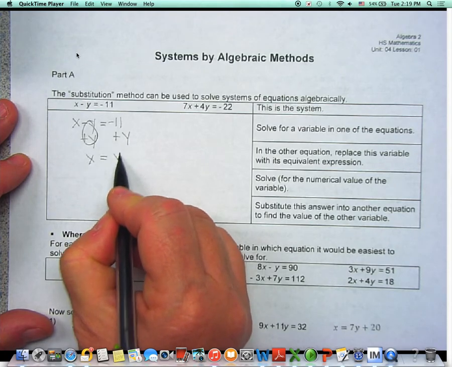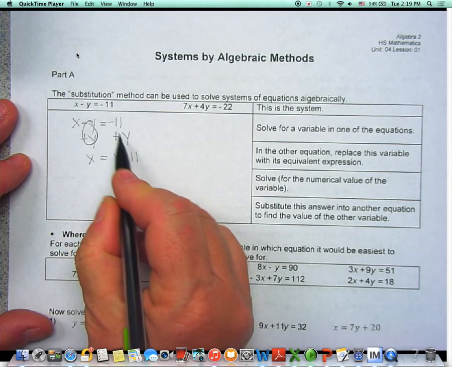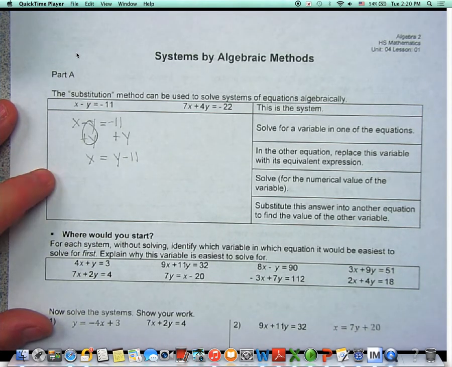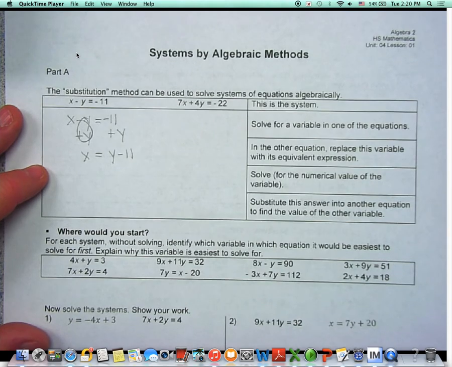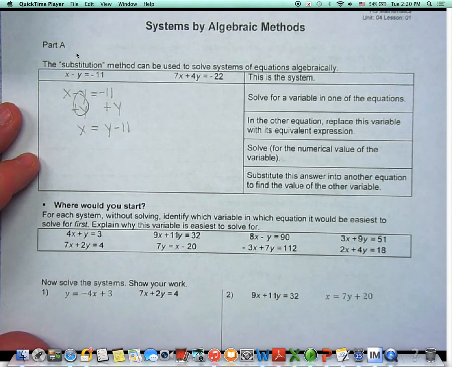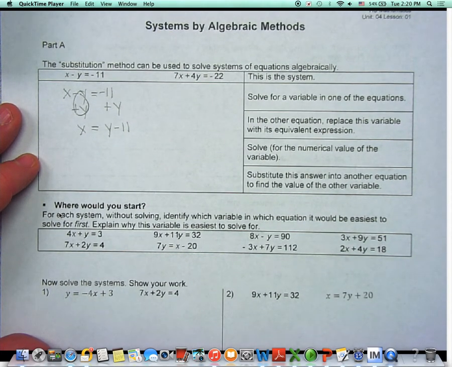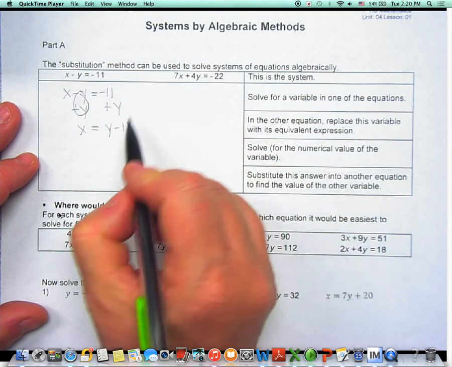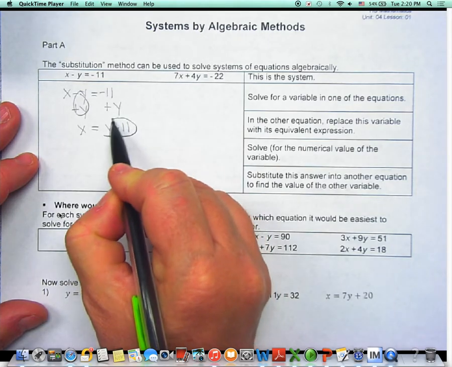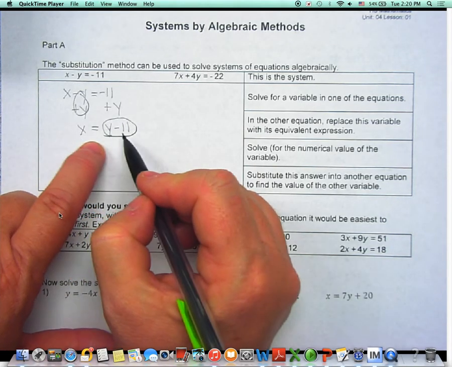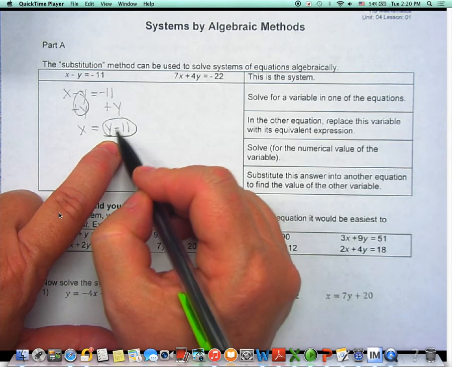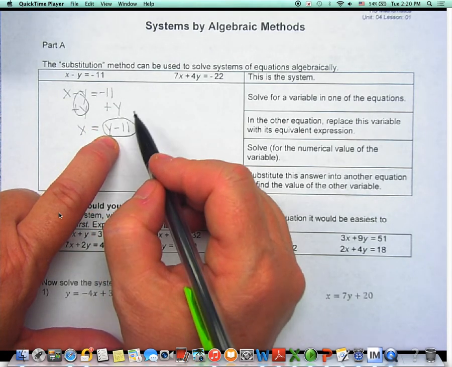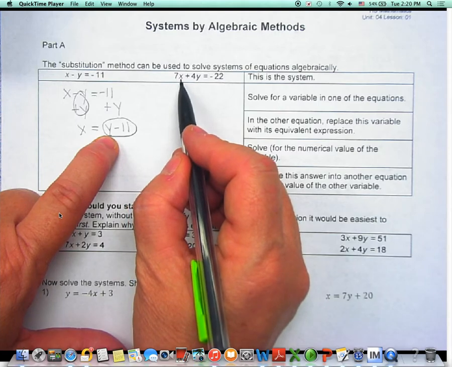So x equals, what's going to be on the right hand side? Y minus 11 or negative 11 plus y. Either way would be fine. Okay, I'm going to go with y minus 11. What about negative 11y? No, that would be multiplying. You've got to add them or subtract them. Okay, so circle this because that's what x equals. So this is our substitution. This is our sub. We're going to sub y minus 11 in for x in this equation.